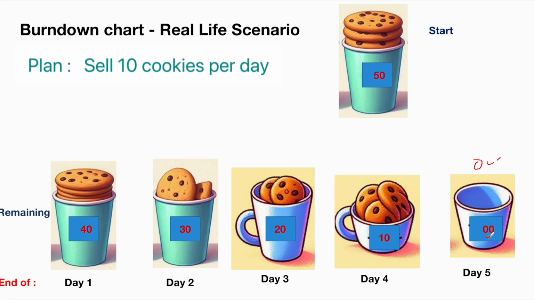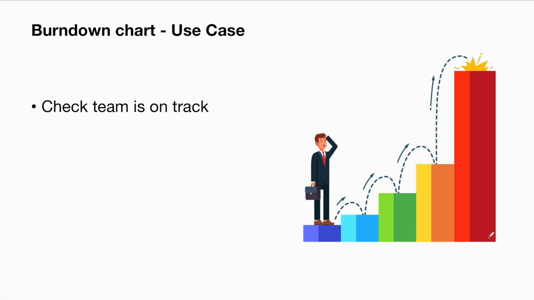It helps the team see whether they are on track to complete the task by the end of the sprint. If the chart shows too much remaining work near the end, it signals that the team might need to adjust and prioritize. One of the use cases or importance of a burn down chart is that it helps check whether a team is on track. It is an excellent way of checking your daily status as well as tracking how much work is remaining and whether you are on track to complete the task on time.